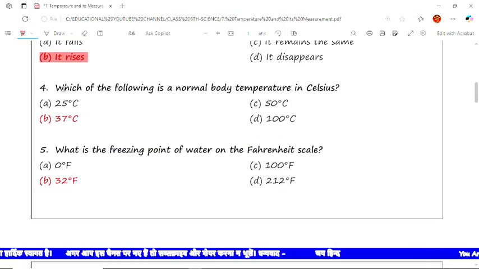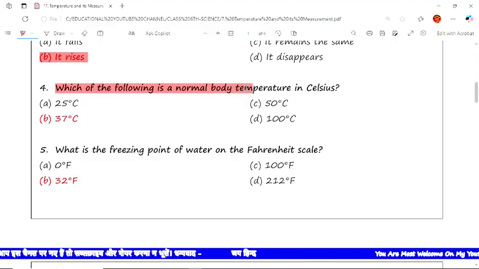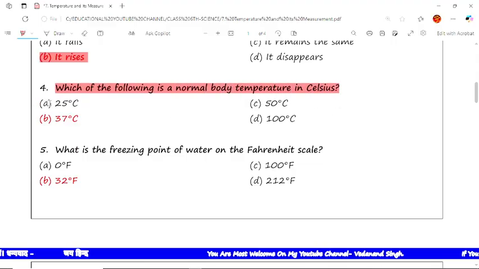Now the next question is, which of the following is a normal body temperature in Celsius? Means we have to say what our normal body temperature is. The options are 25 degrees Celsius, 37, 50 and 100. The correct answer is 37 degrees Celsius. So B is the correct option for the question.